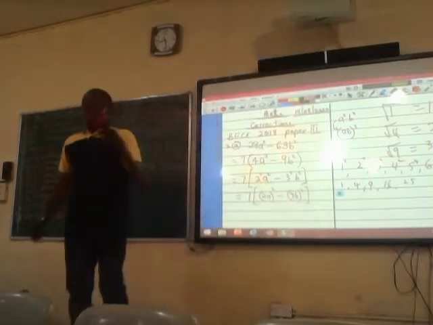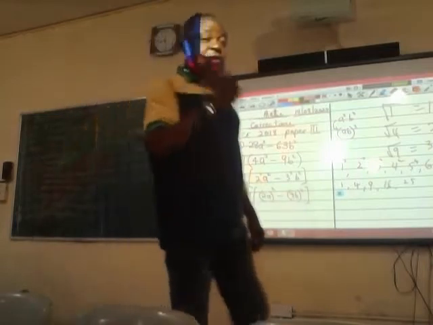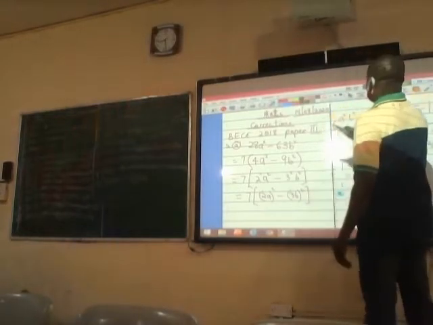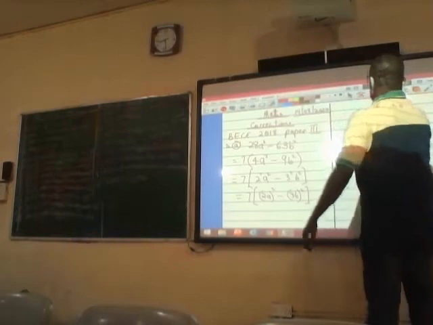And that brings us to another concept in mathematics, called the difference of two squares. What is the difference of two squares? For instance, let's say we are given x squared minus y squared.